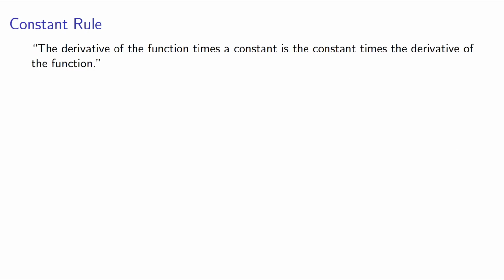Now let's take a look at the constant rule. The constant rule states that the derivative of the function times a constant is the constant times the derivative of the function. Please, using mathematical notation, express this rule.